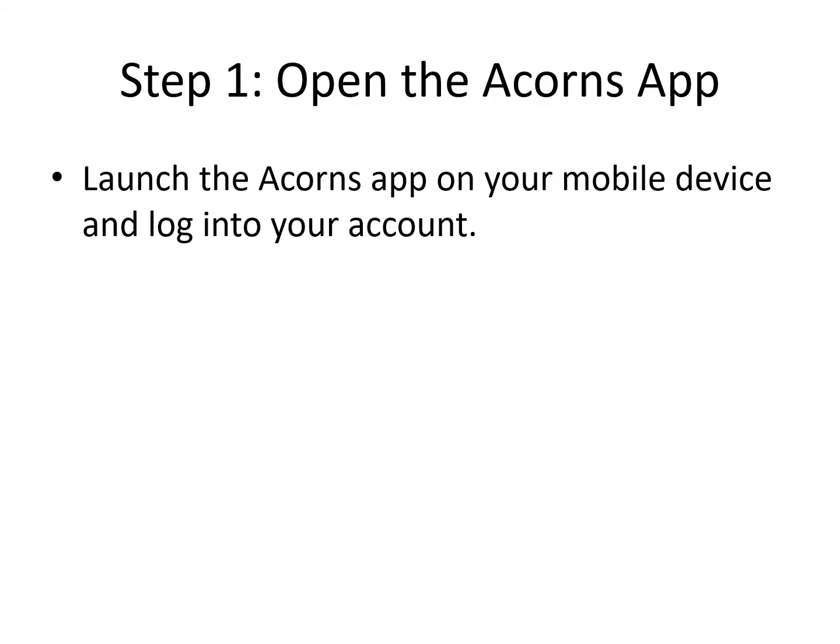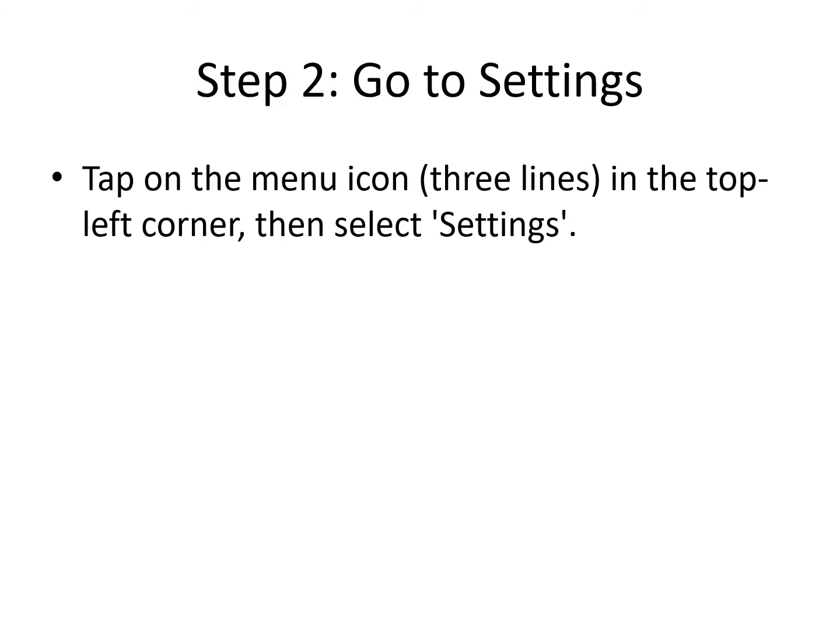First, open the Acorns Mobile App on your device. Make sure you are logged in with your correct account details. Next, tap the menu icon. This is the three horizontal lines at the top left corner of the screen.